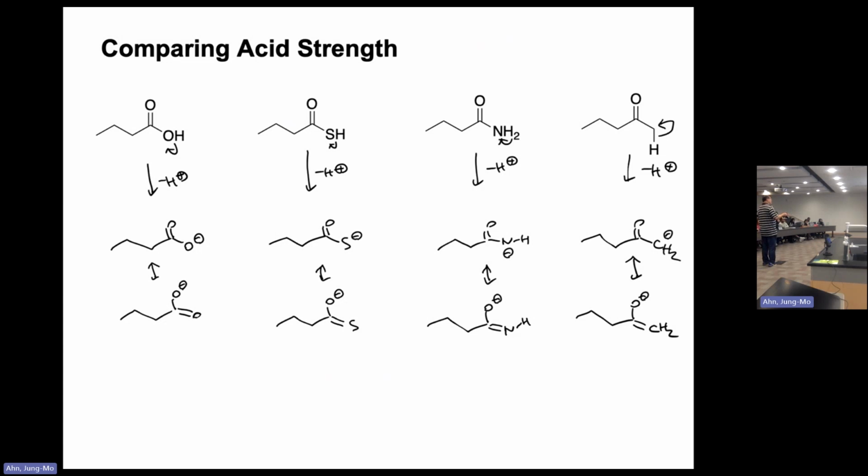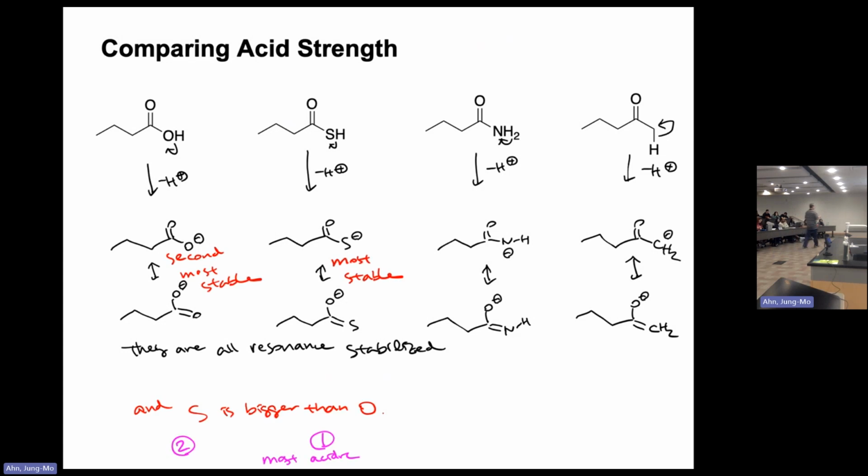Thankfully, we have one in common, so you can place them. The first thing is, yes, this one is more stable than the other one because the sulfur being negatively charged makes it bigger in size. It can handle anions better than oxygen. So if you only compare these two, that one's going to be more acidic than the other one. That we can say. Excluding this one, compare those three.